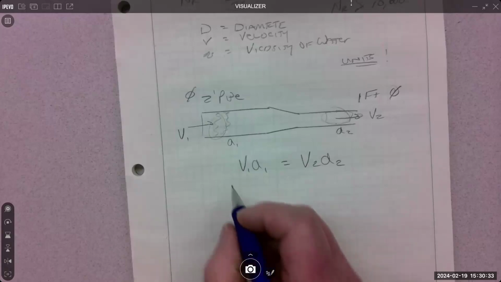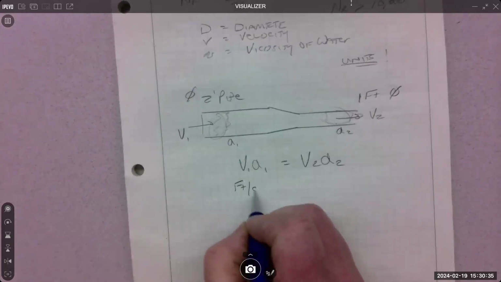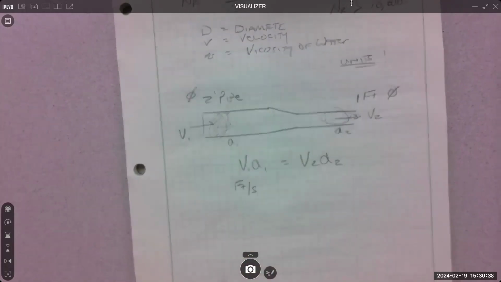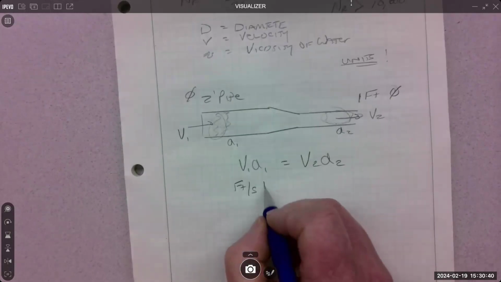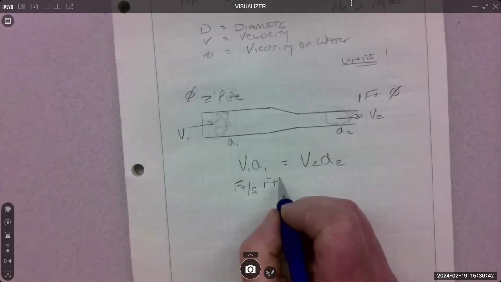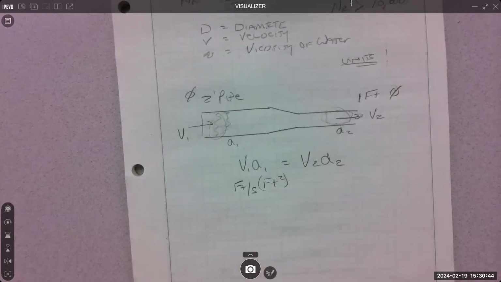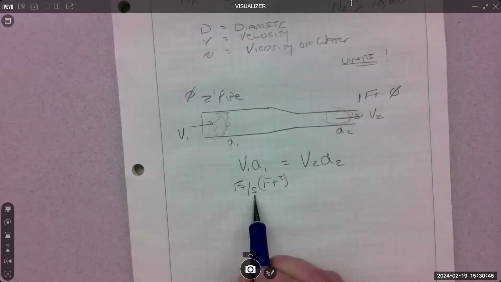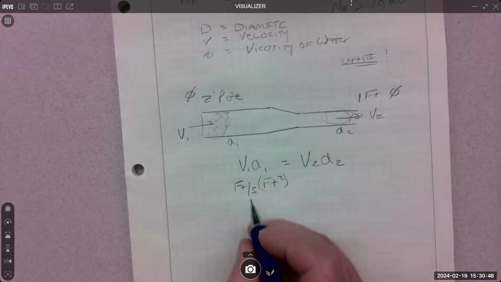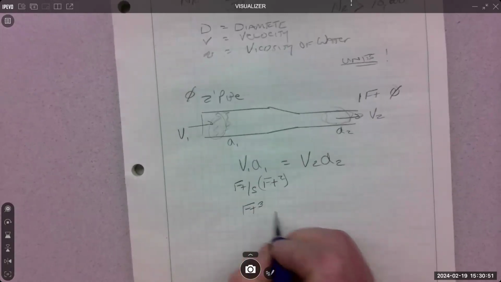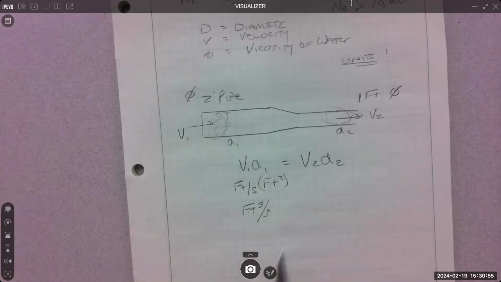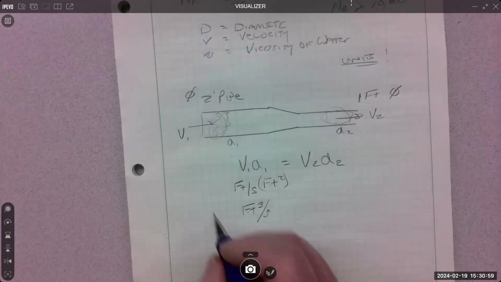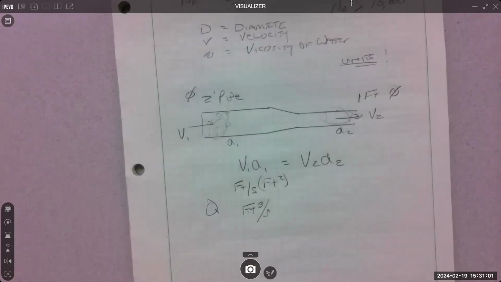So velocity is feet per second. Agreed. And area is feet squared, right? So feet per second times feet squared is what? That's feet cubed, or cubic feet per second. Okay, if this was per minute, then it's cubic feet per minute. All right, it's called Q, the flow rate. That's V1 times A1.